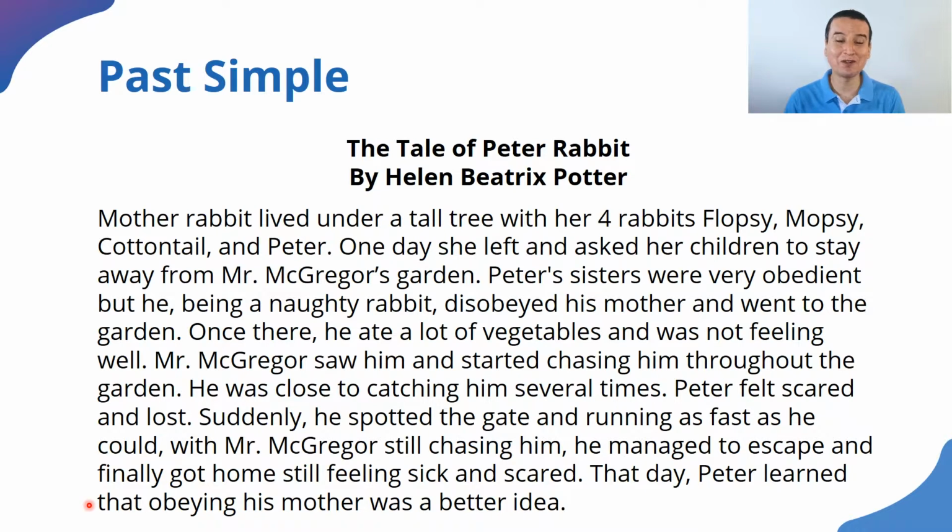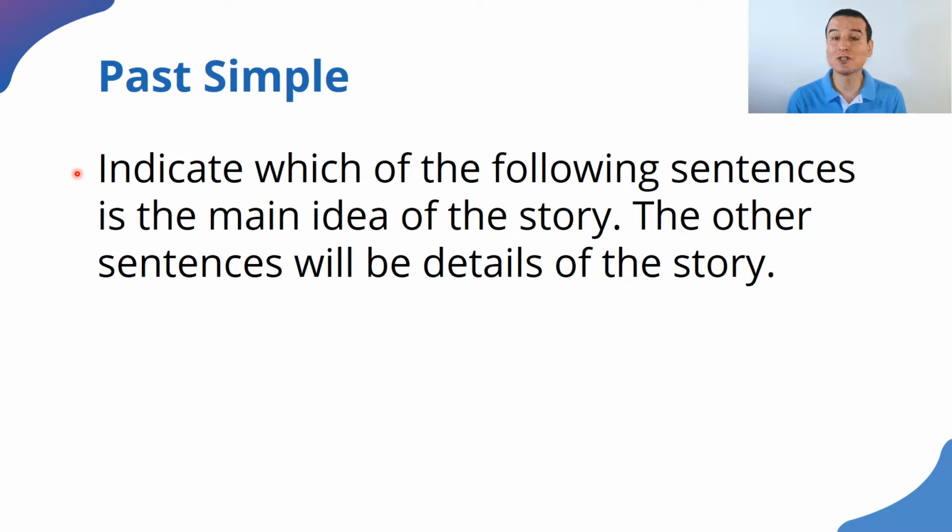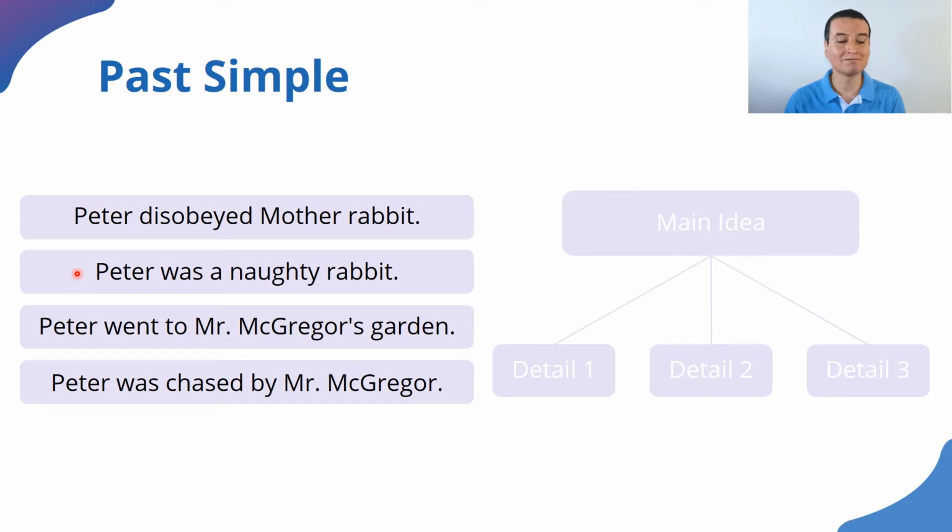That is a good summary of the tale of Peter Rabbit. All right, let me ask you just some simple questions to make sure that you understood. Indicate which of the following sentences is the main idea of the story. The other sentences will be details of the story. Okay, here we have them. Which is the main idea? It means the statement that summarizes the whole story. And which are just secondary ideas or details.